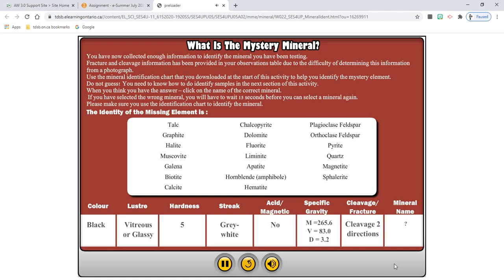You need to know how to identify samples in the next section of this activity. When you think you have the answer, click on the name of the correct mineral. If you have selected the wrong mineral, you will have to wait 15 seconds before you can select a mineral again. Please make sure you use the identification chart to identify the mineral.